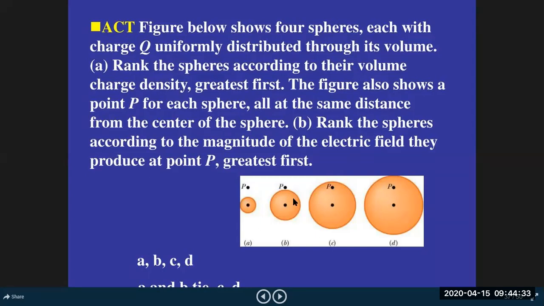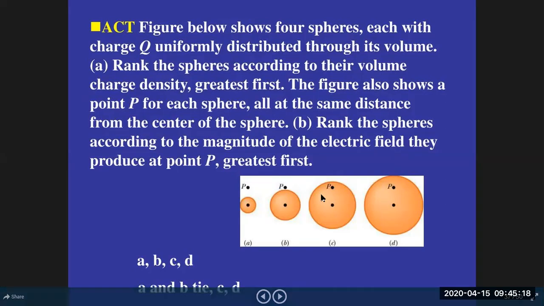And when we come to this point, because all these points are equidistant from the center of the sphere, again, first of all, we have to look at whether the sphere is conducting or non-conducting throughout its volume. It is obviously non-conducting. So here the electric field at this point will be directly proportional to r. Inside the sphere, the electric field will be directly proportional to r. So in this case small r, in this case small r, in all the cases small r is equal.